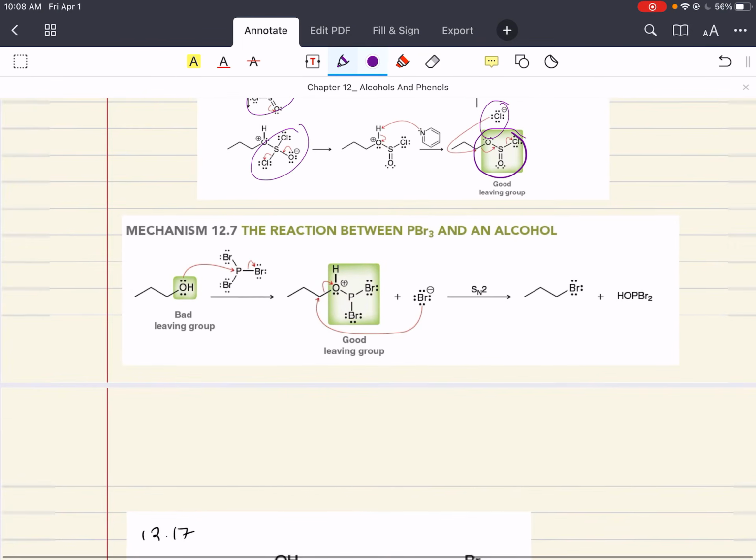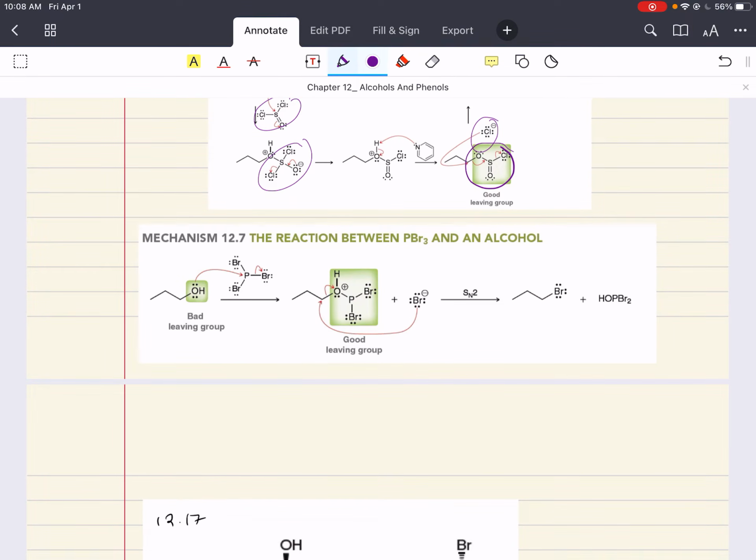As for treating alcohol with PBr3 to replace the alcohol with a bromine, you are using your bad leaving group alcohol to attach to this PBr3, which is now serving as a good leaving group. So when your bromine comes to attack your alpha position, this group can leave and your bromine can come in and replace it.